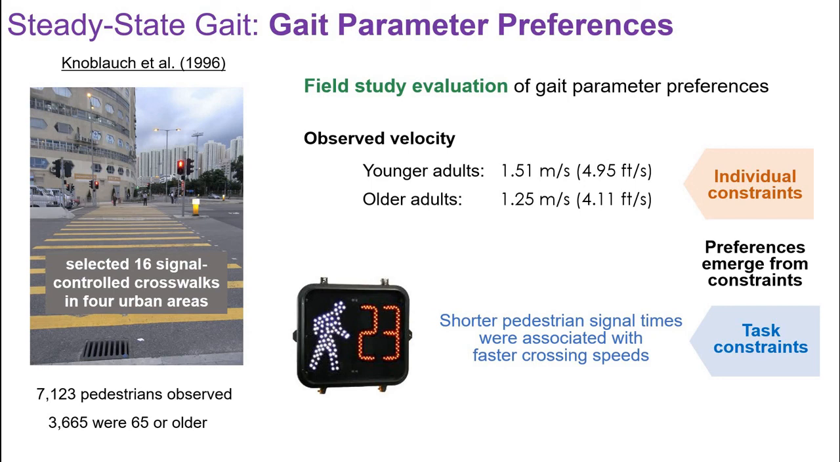Other field study evaluations of gait parameter preferences have shown that gait speeds vary with the town, city, or country that you live in. For example, average walking speeds measured in downtown areas of major cities suggest that walking speeds in the US are about 1.52 meters per second. In contrast, in Brazil, average walking speeds were found to be about 1.1 meter per second.